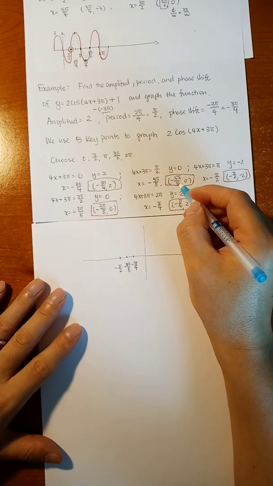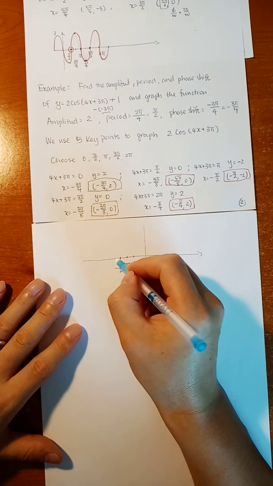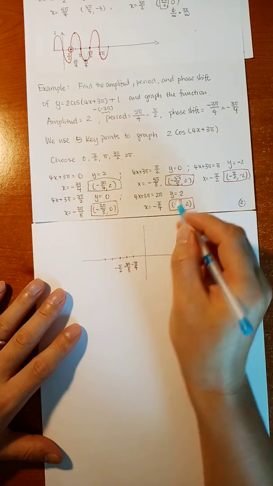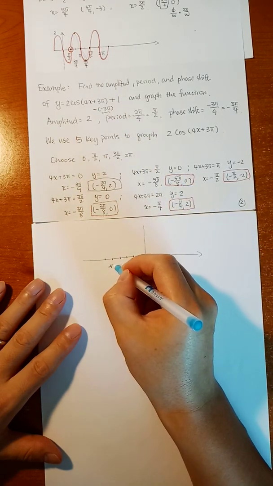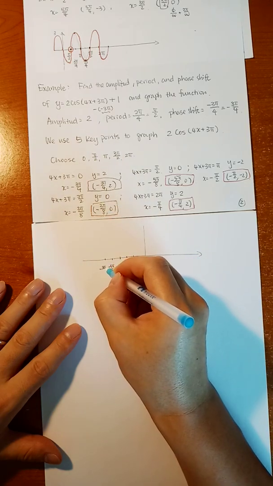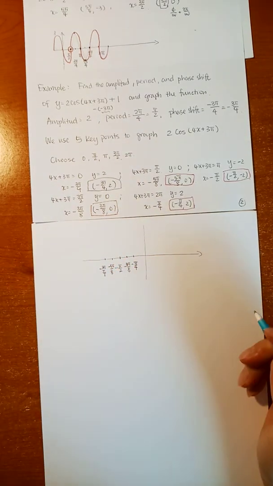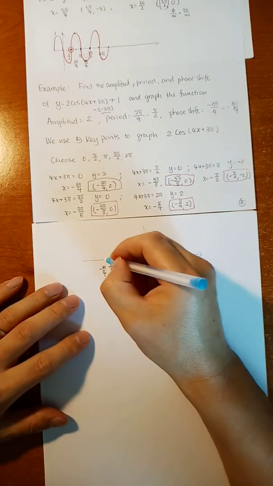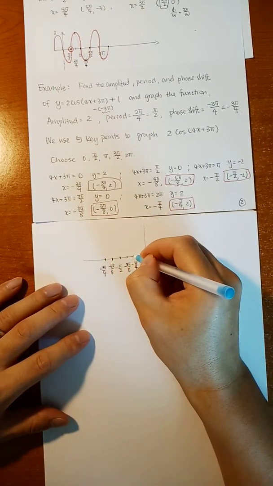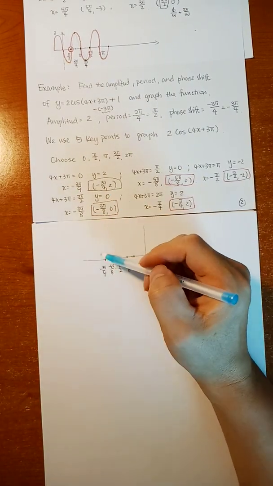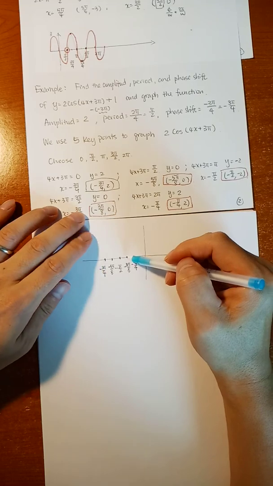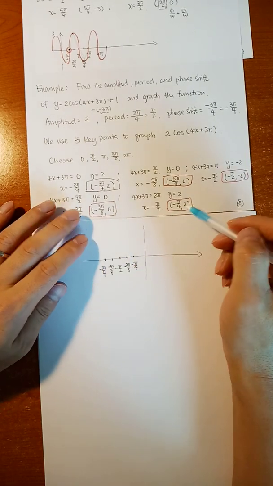This is negative 5 pi over 8, and negative 3 pi over 4. Okay, they're very small. The 5 inputs are negative 3 pi over 4, negative 5 pi over 8, negative pi over 2, negative 3 pi over 8, negative pi over 4.